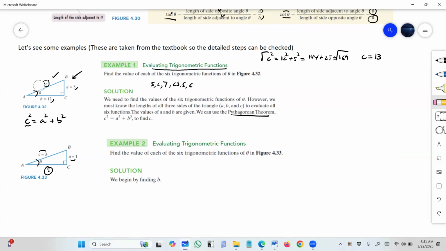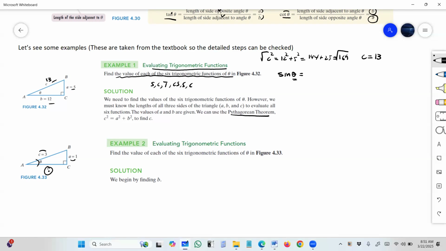Okay, so now I have a new triangle, or a complete triangle, where c is 13. Now I can find the value of all 6 trigonometric functions. It's extremely easy. So notice I don't know what the angle is. Later, in a different section, we'll learn how to find this angle. But for now, I just need to find the sine of the angle, the cosine of the angle, and so on and so forth.